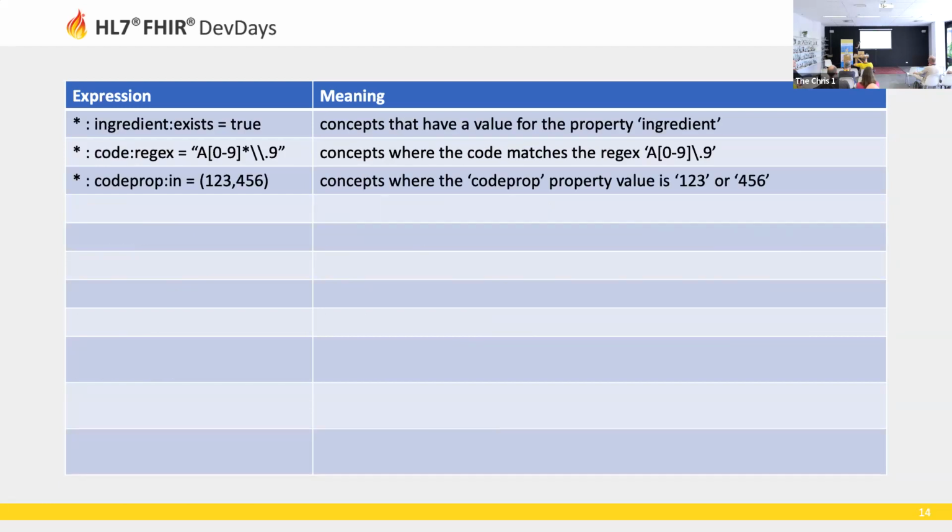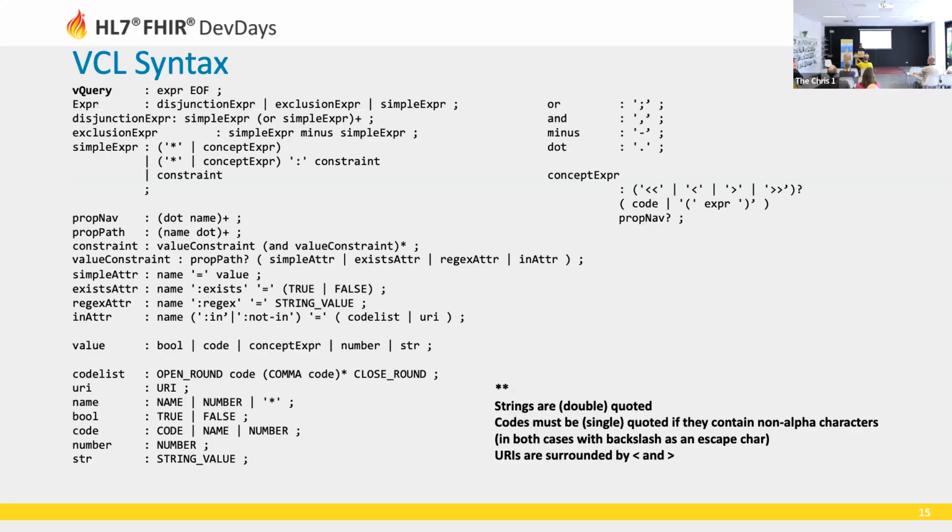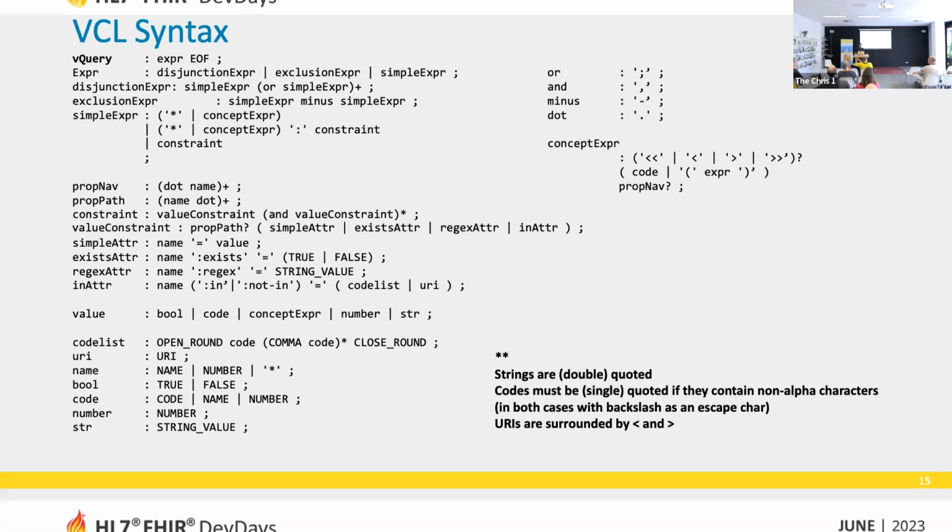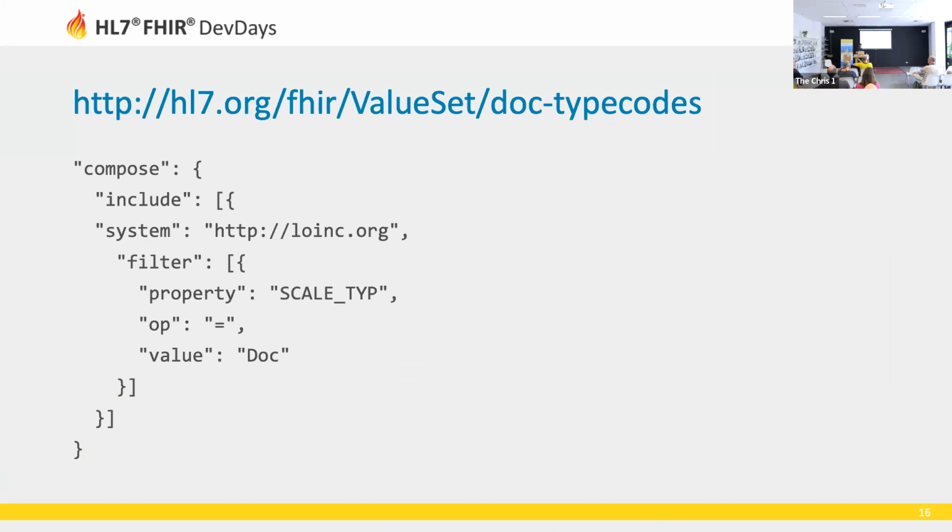And then here are some examples that do the filter stuff. So give me any code where it has an ingredient. So there is some value for the ingredient property. Match all codes where the code itself matches the regular expression in the quotes, or match a code prop that's in that list of values. I don't expect you to read the grammar. It's going to change. I will have to speed up.